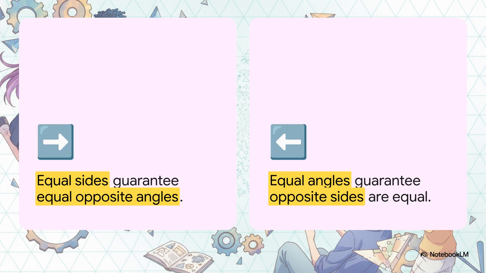The main theorem tells us equal sides guarantee equal opposite angles. But then the converse theorem simply flips the script. If you have a triangle and you notice two equal angles, you are mathematically guaranteed that the sides opposite to them are equal. The logic is absolutely flawless and functions perfectly in both directions, which makes it a super reliable tool when you're trying to solve complex geometry puzzles.